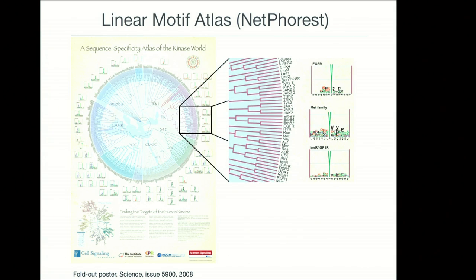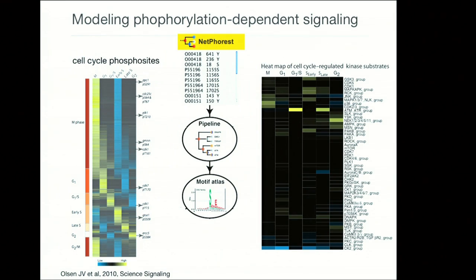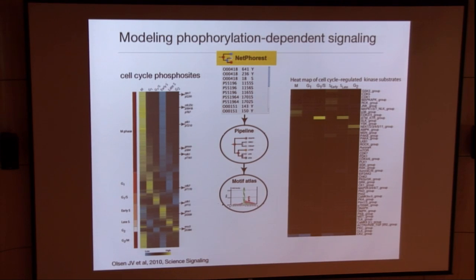But with other contextual information, we can actually increase the prediction. So coming back to the cell cycle data, this is good with a heat map, but we thought that maybe we can use this tool, NetForest tool, to do a more kinase-centric analysis of this.